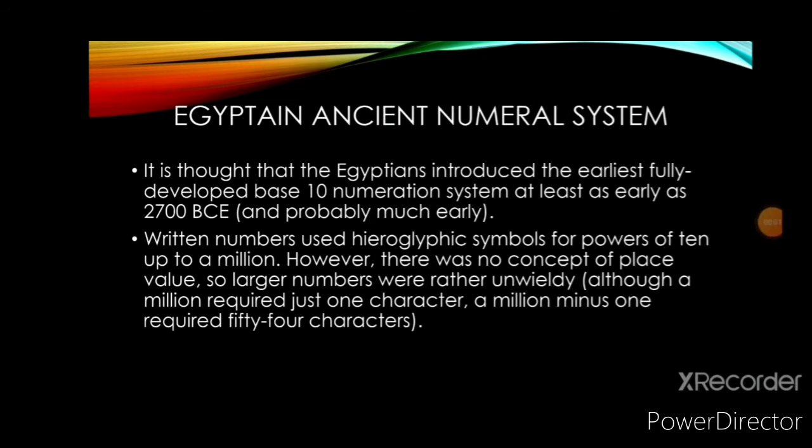It is thought that Egyptians introduced the earliest fully developed base 10 numeration system, at least as early as 2700 BC. Written numbers used hieroglyphic symbols for the powers of 10 up to a million. However, there was no concept of place value, so larger numbers were rather unwieldy. Like for a million, we just had to use 1 character. But for a million minus 1, we have to use 54 characters.